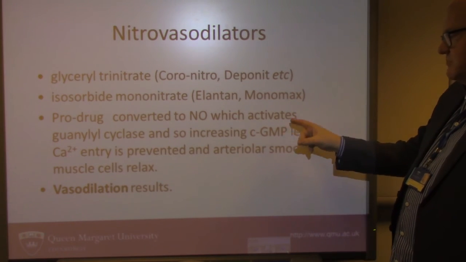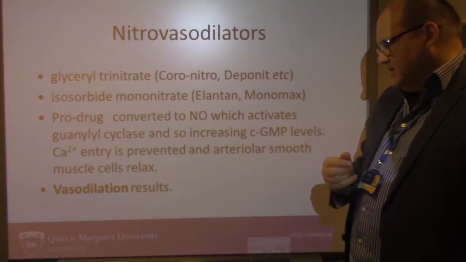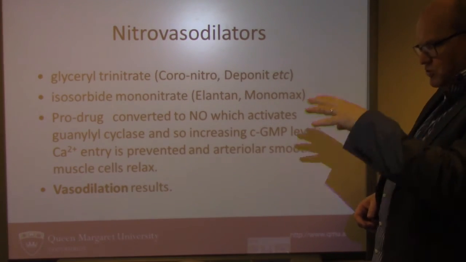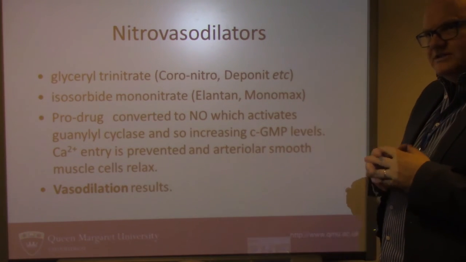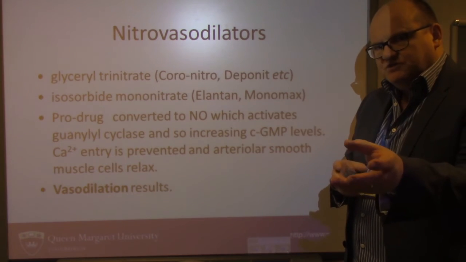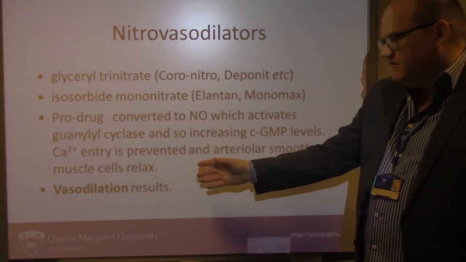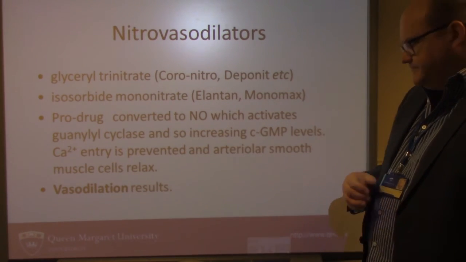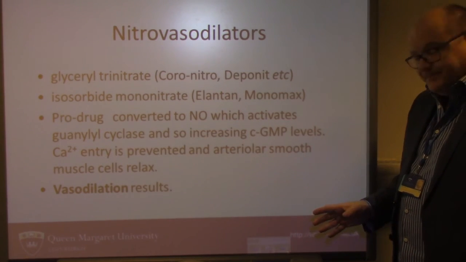As the cyclic GMP levels rise, calcium entry is prevented. Calcium levels within the smooth muscle of the blood vessel go down. Because there's less calcium, you don't get constriction of the smooth muscle, you get relaxation. Smooth muscle relaxes, vasodilatation, increased blood flow through the coronary arteries. So these ones are about increasing supply.